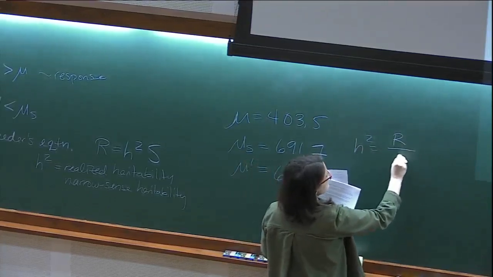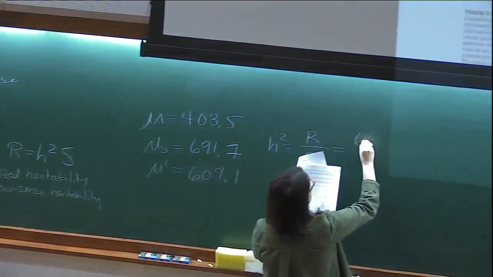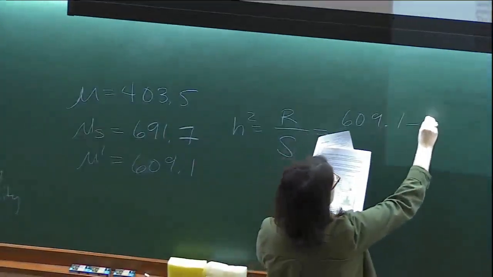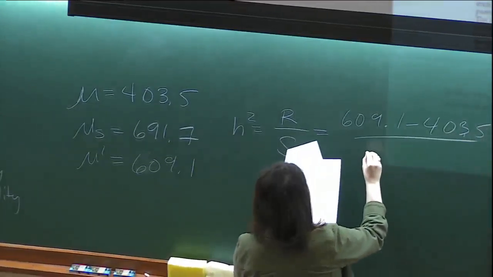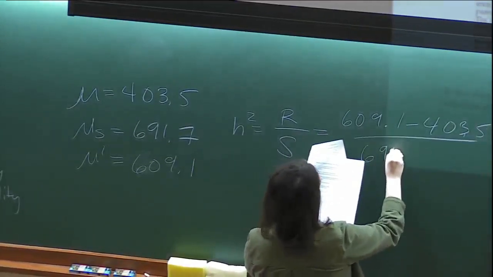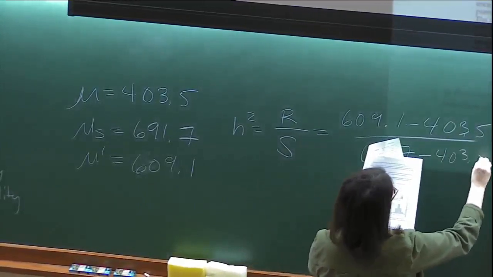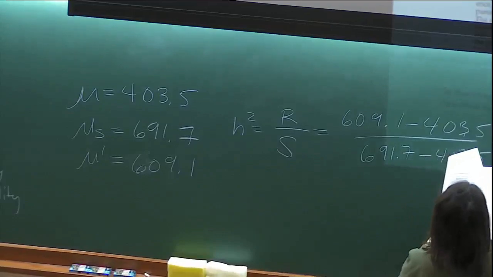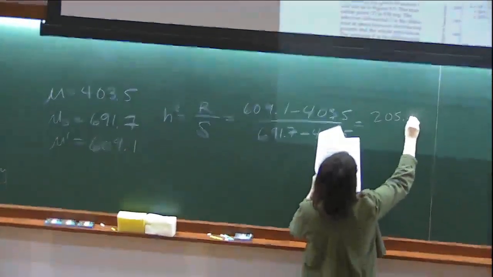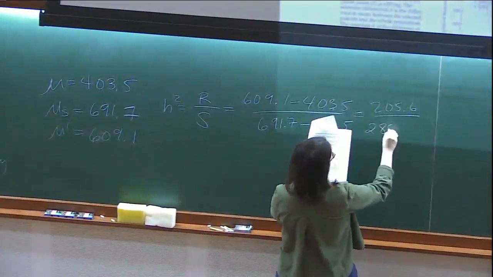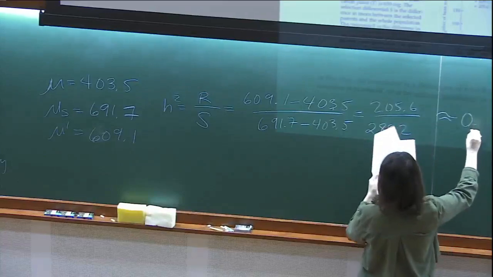It's the response divided by the selection differential, which in this case is 609.1 minus 403.5 over 691.7 minus 403.5. And this ends up being approximately 0.713.